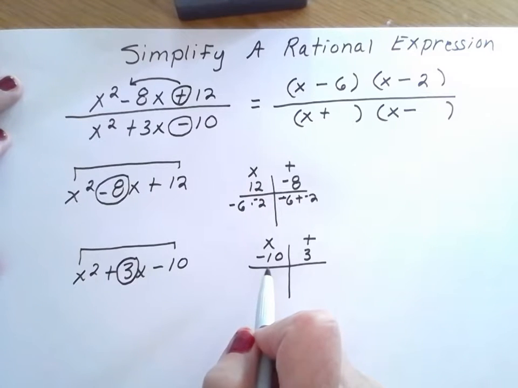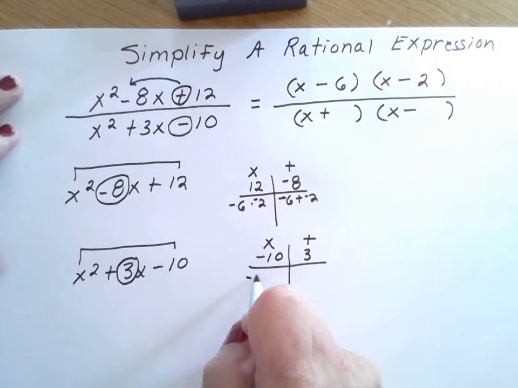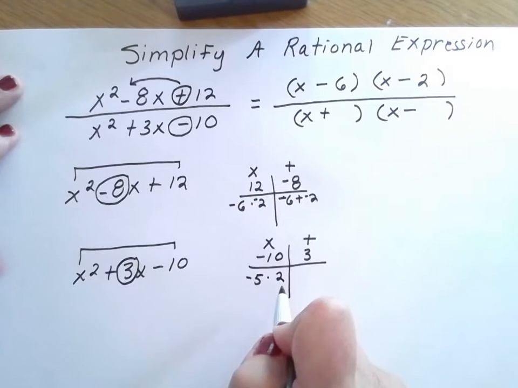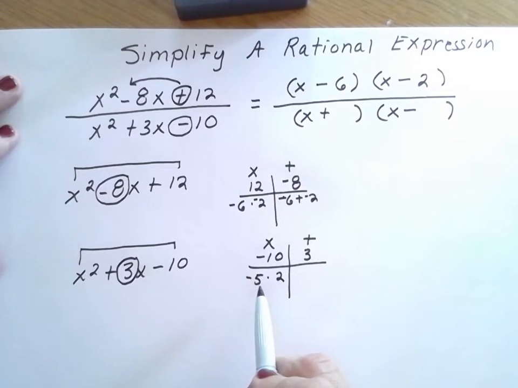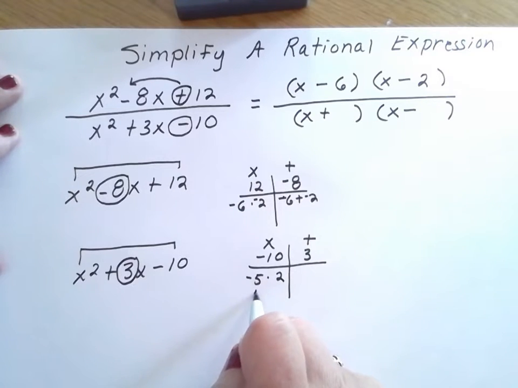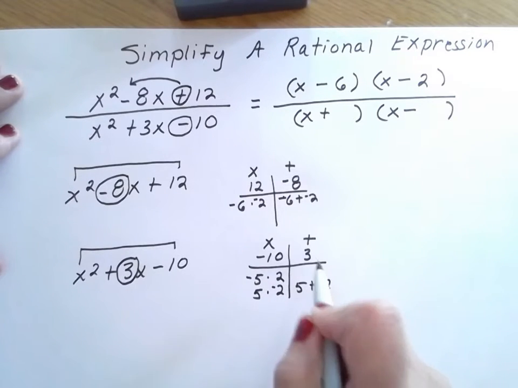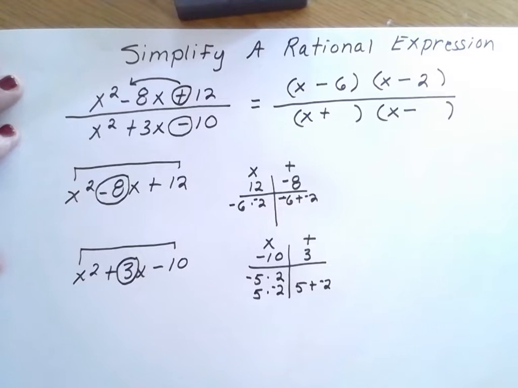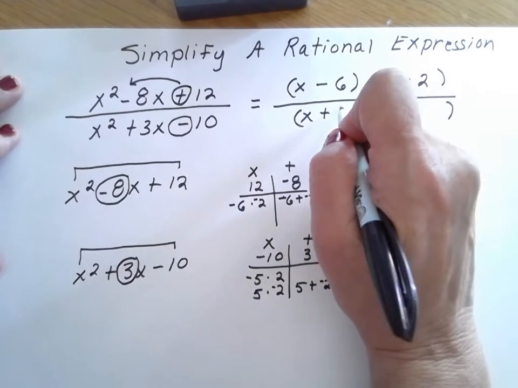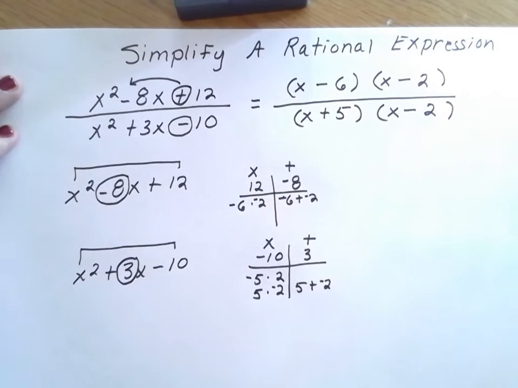Well, factors of negative 10, I have a negative 5 times a positive 2. However, if I added that, I would get a negative 3. So what about a positive 5 times a negative 2? 5 plus a negative 2 would give me a positive 3. So I will have a positive 5 here, and I will have a negative 2 here.